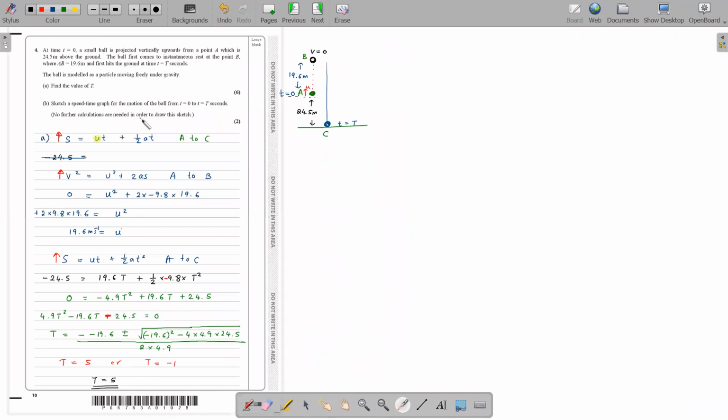Sketch a speed time graph for the motion of the ball from time T equals 0 to time T equals capital T. Okay, let's draw the graph.